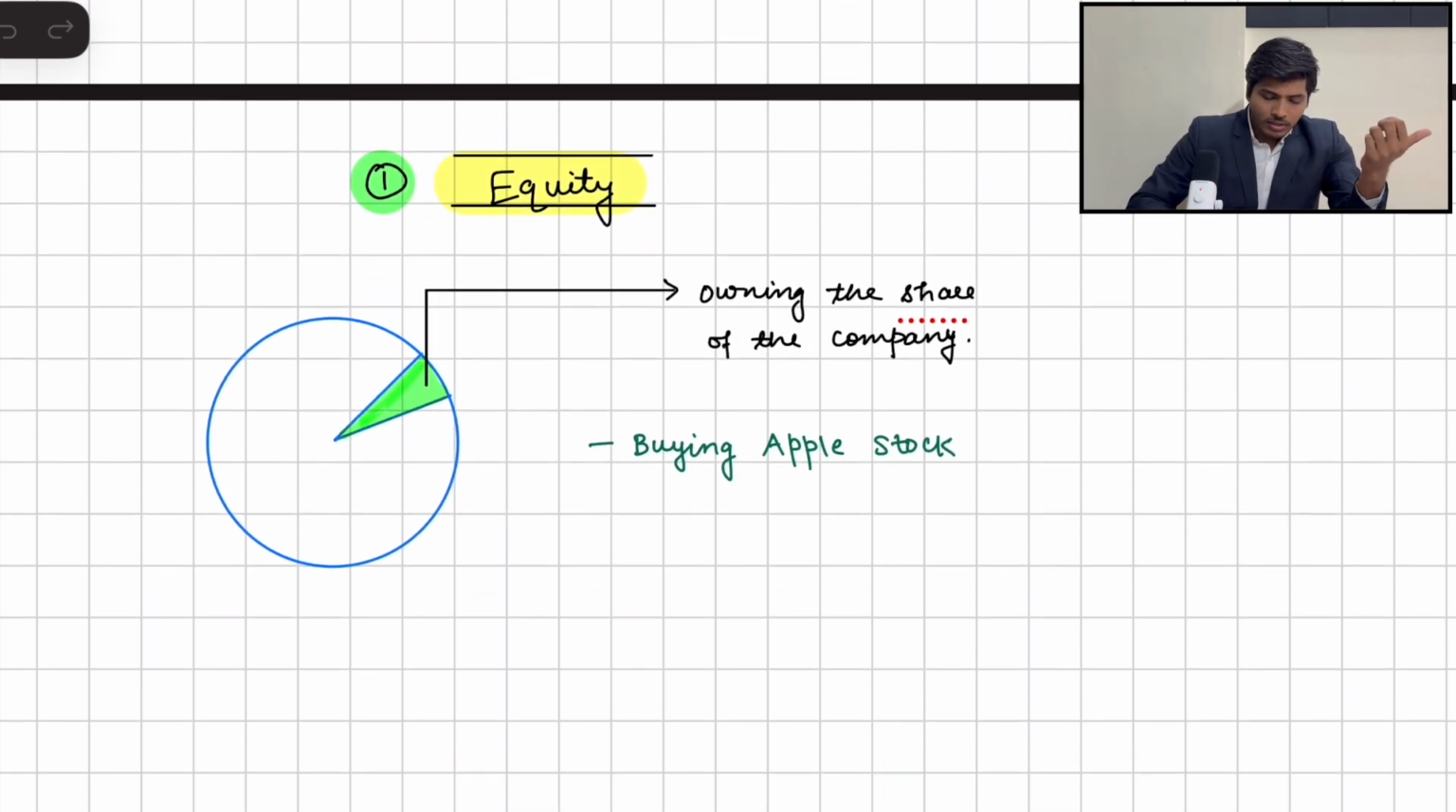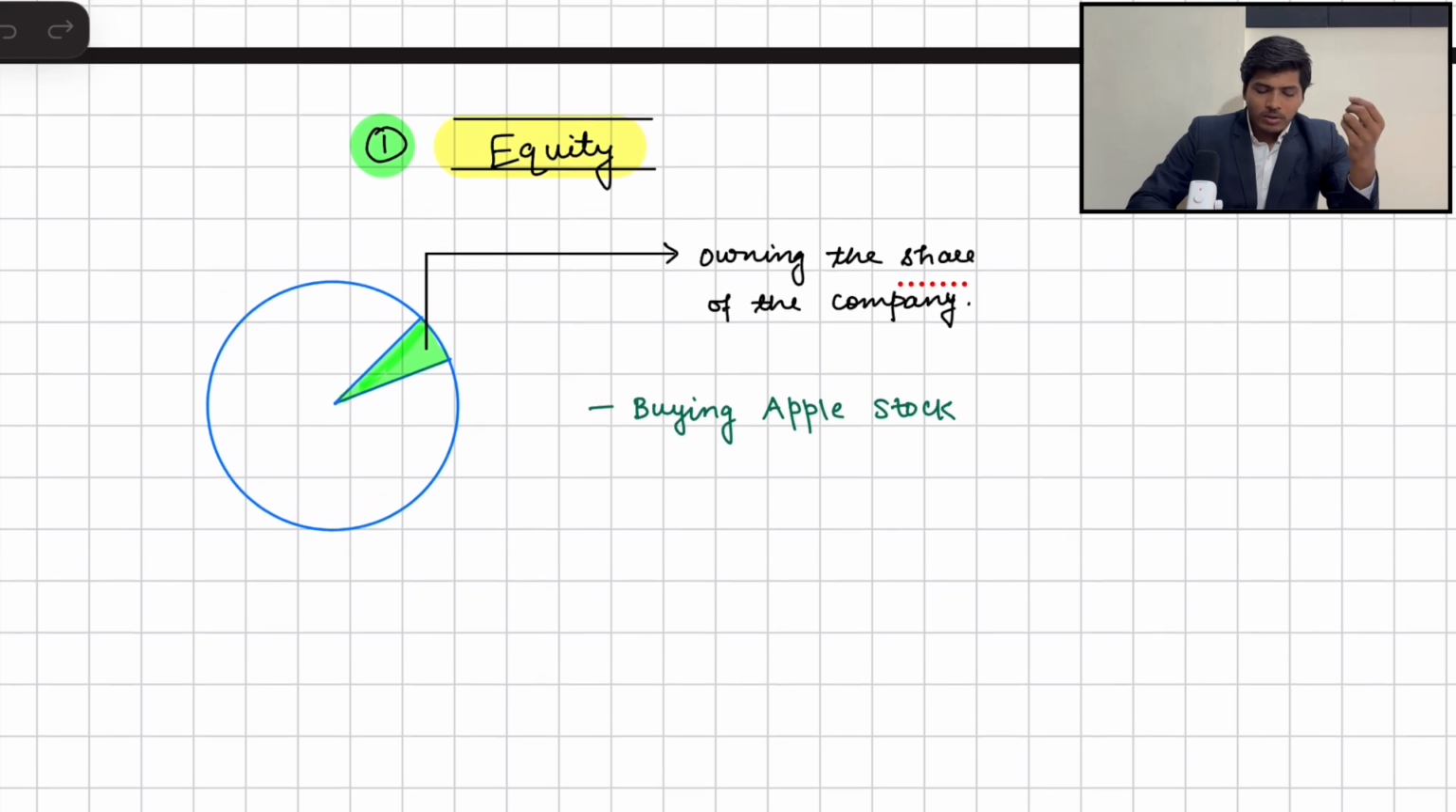Talking about equity. Equity is like owning a share of the company. Consider this circle as the total company's shares. Now if I am buying equity, it means that I am buying a part of the company. Consider this is one share.